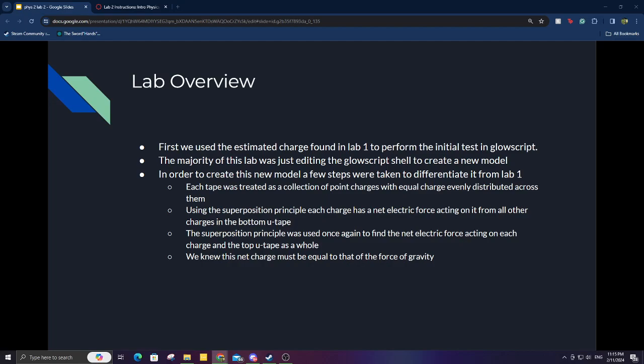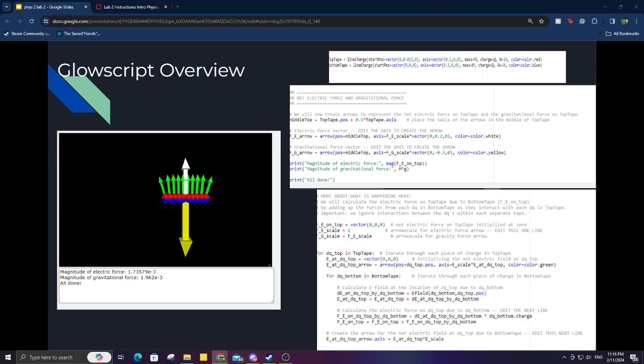I then adjusted my predicted charge after I completed the GlowScript shell to match the gravitational force. So I adjusted my predicted charge to affect the electric force so that it would be at equilibrium. Here's my model and results in GlowScript as well as my code. The most important parts of my GlowScript were setting up the position of each tape, calculating net electric field using the function from Lab 0, finding the net force by using electric field and then the charge of the tape sections, and then finally correctly assigning the arrows and their scales. All these changes are included in the images of the GlowScript shown on the right.